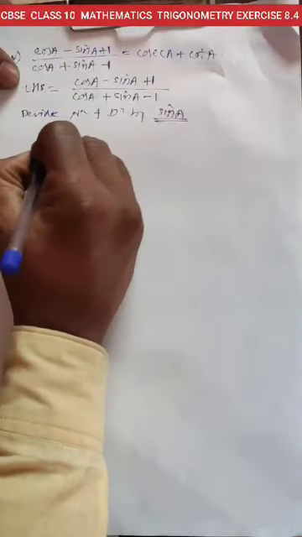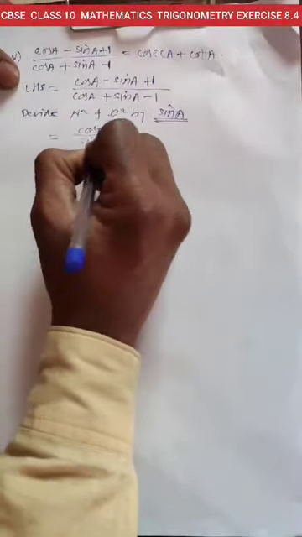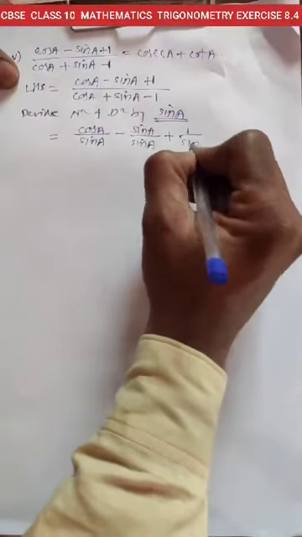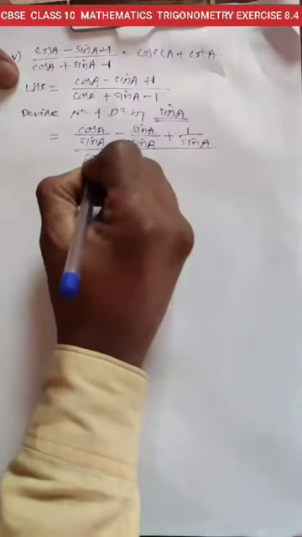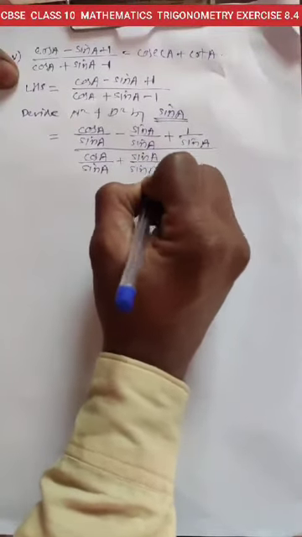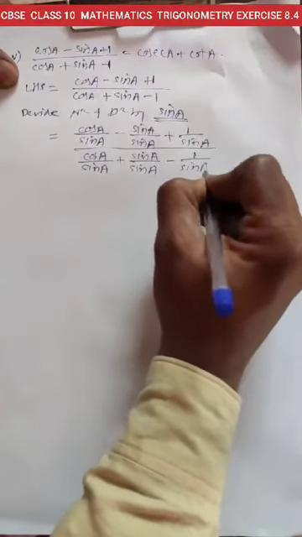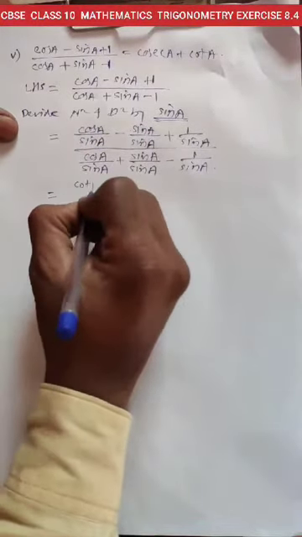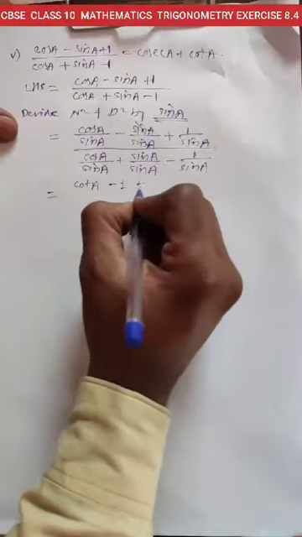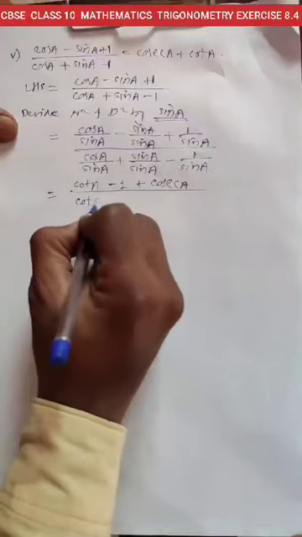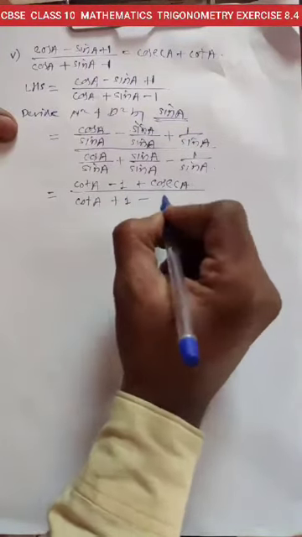The next part is separating the terms: cos A upon sin A minus sin A upon sin A plus 1 upon sin A, divided by cos A upon sin A plus sin A upon sin A minus 1 upon sin A. After writing this step, cos upon sin means cot A, and sin upon sin cancels, so the remaining value is 1 plus 1 upon sin A, that is cosec A, upon cot A plus 1 minus 1 upon sin, that is cosec A. Okay, so this is the term.